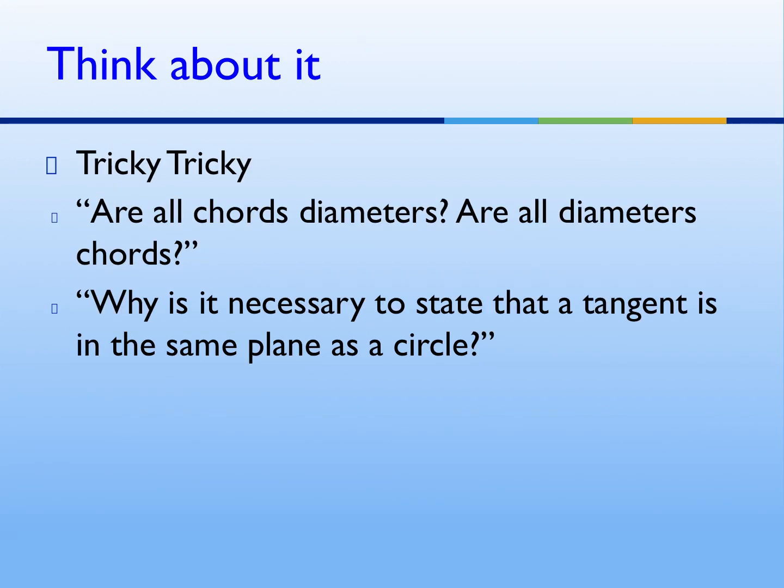Sorry. I want you to answer: are all chords diameters? Are all diameters chords? Then I want you to think, why do you think we have to state that a tangent is in the same plane as a circle? And to answer that second one, I want you to think, what if they weren't in the same plane? Okay? So answer both of those. I'll give you about 1 minute, and then we're going to discuss.